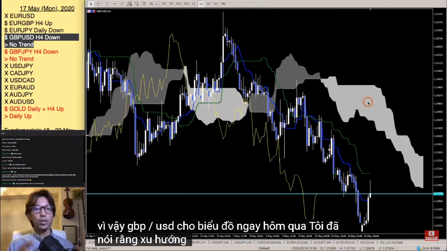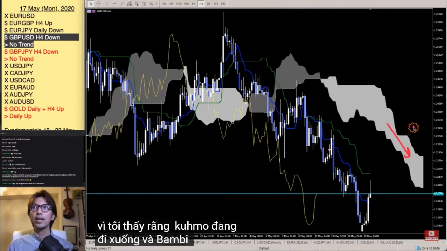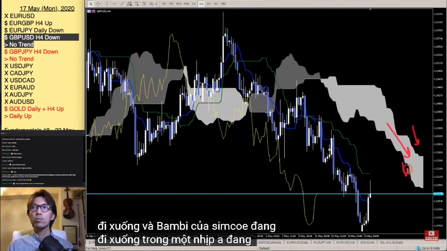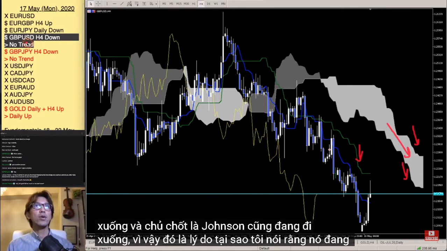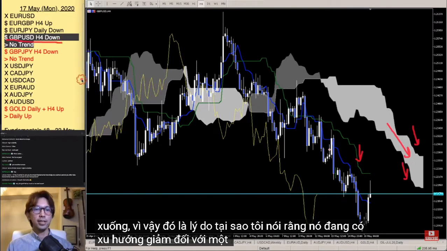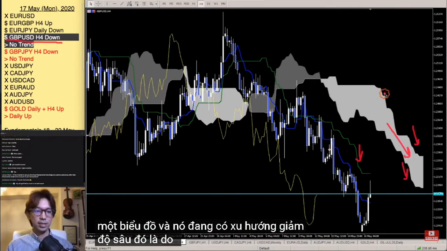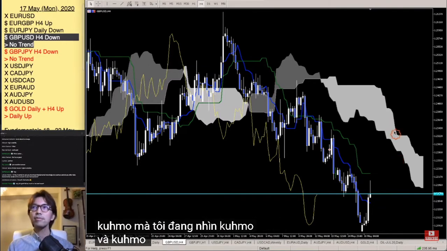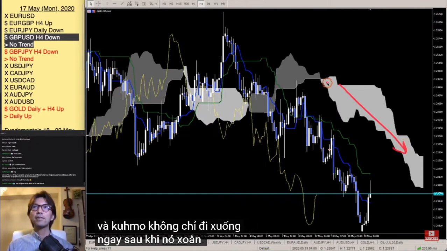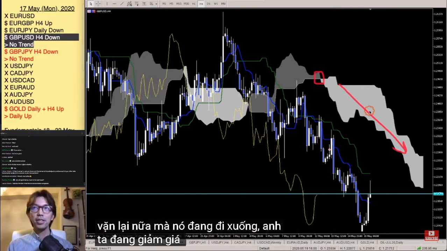On the GBP/USD 4-hour chart, yesterday I said that it was a downtrend. It was a downtrend because I saw that the Kumo was moving down, and Senko Span B was moving down, and Senko Span A was moving down, and also Kijun Sen was moving down too. So that's why I said it was a downtrend in the 4-hour chart. After it twisted, the Kumo never twisted again, but kept going down. It was stable bearish.